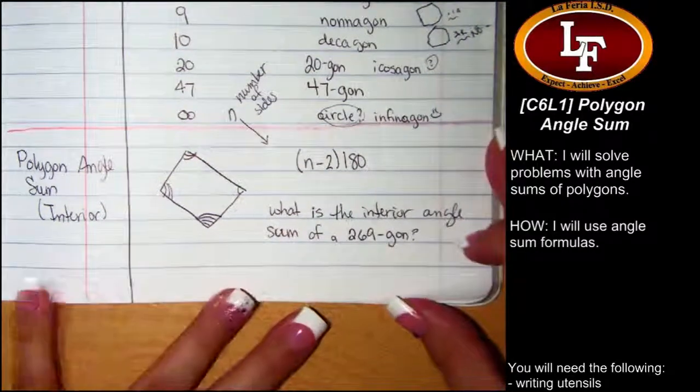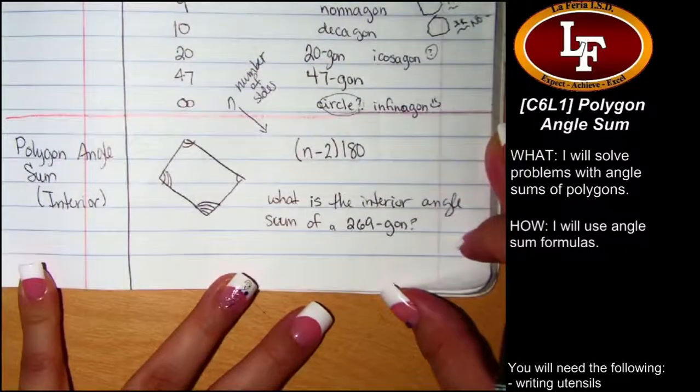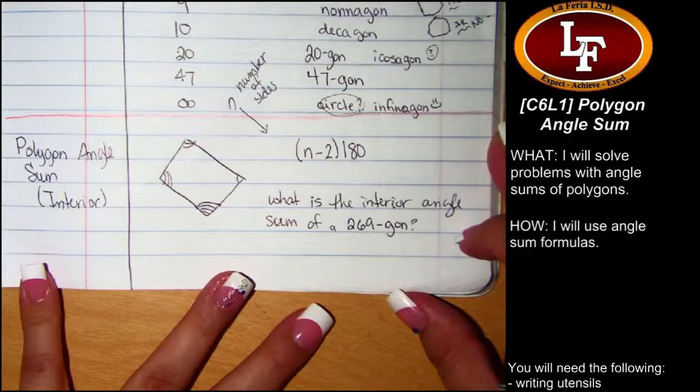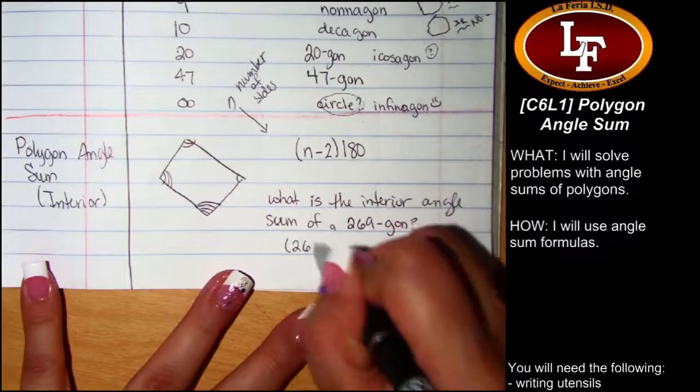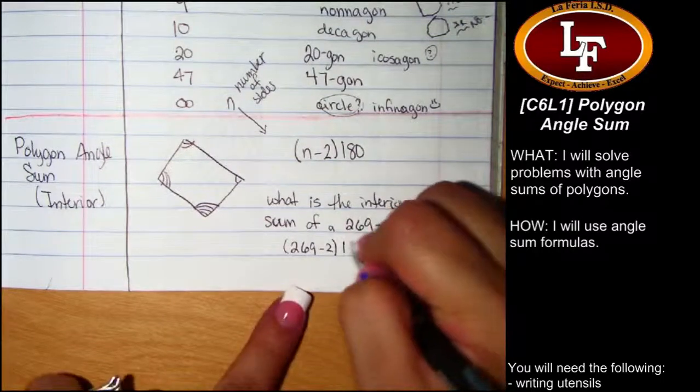All right, so what do I do? 48,060. How did you do that? I used the calculator. Okay, but what did you put in the calculator? So you typed in 269 minus 2, you put that in the parentheses, and then you did times 180?